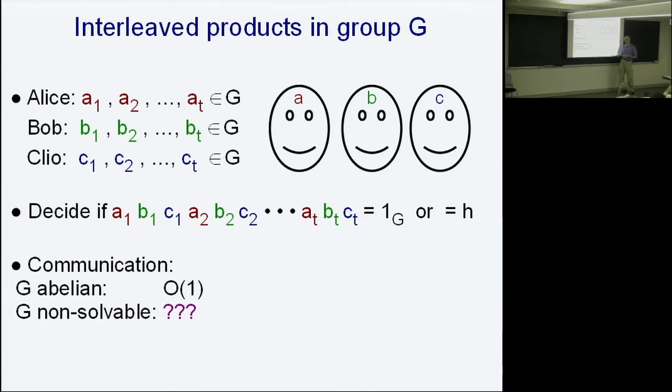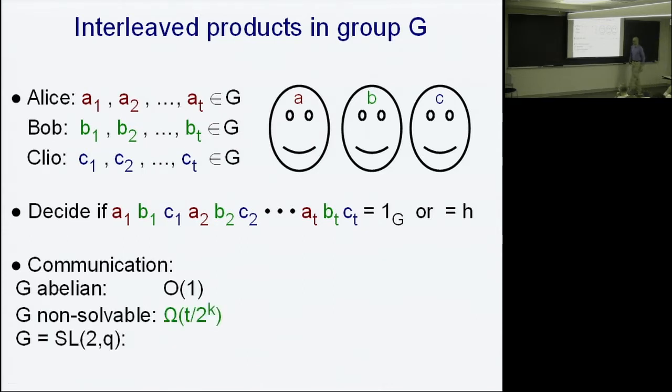In fact, we even get some slightly stronger bound for the deterministic case from this, but I'm not talking about that. If G is non-solvable, there is a classic result of Babai, Nisan and Szegedy, which together with a result from Barrington, can get a bound of t over 2 to the k. This is the strongest known bound in communication complexity, t over exponential in the number of parties. Again, these bounds don't depend on the size of the group, and we wanted something which depends on the size of the group. In fact, our application really relied on the multi-party setting.